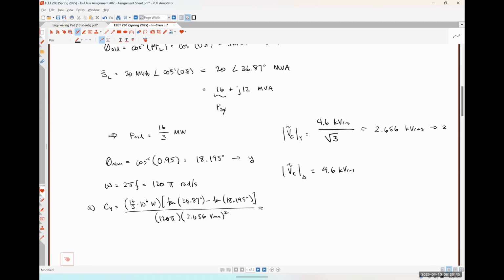So if I throw this into my calculator, 16/3 times 10 to the 6th, multiplied by the tangent of what I have stored in my calculator as X, minus the tangent of what I have stored as Y, divided by 120 pi times what I have stored as Z squared, I wound up getting 0.000845047 farads, or 845.047 microfarads.